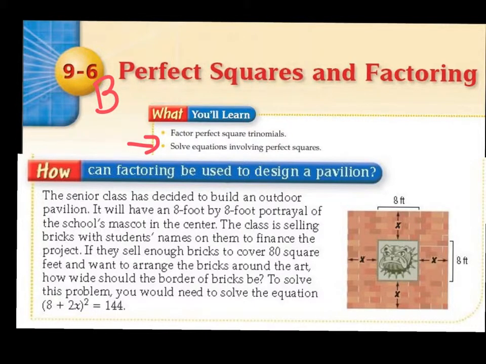It'll have an 8-foot by 8-foot portrayal of the school's mascot in the center. The class is selling bricks with students' names on them to finance the project. If they sell enough bricks to cover 80 square feet and want to arrange the bricks around the art, how wide should the border of bricks be? To solve this problem, you need to solve the equation (8 + 2x)² = 144.